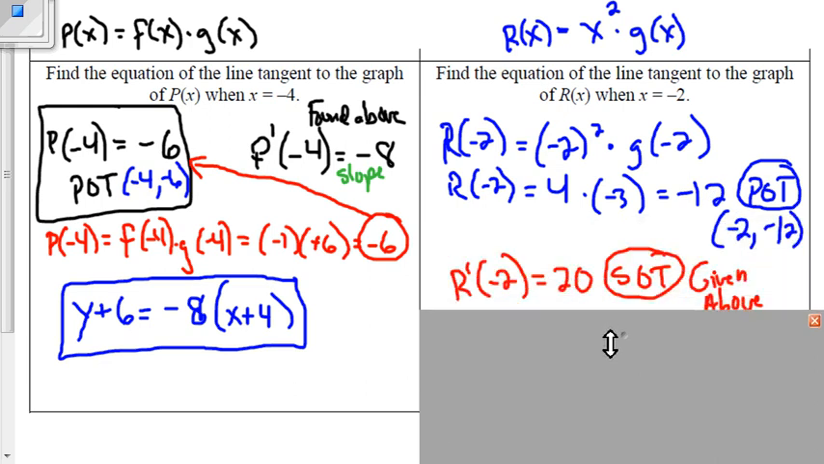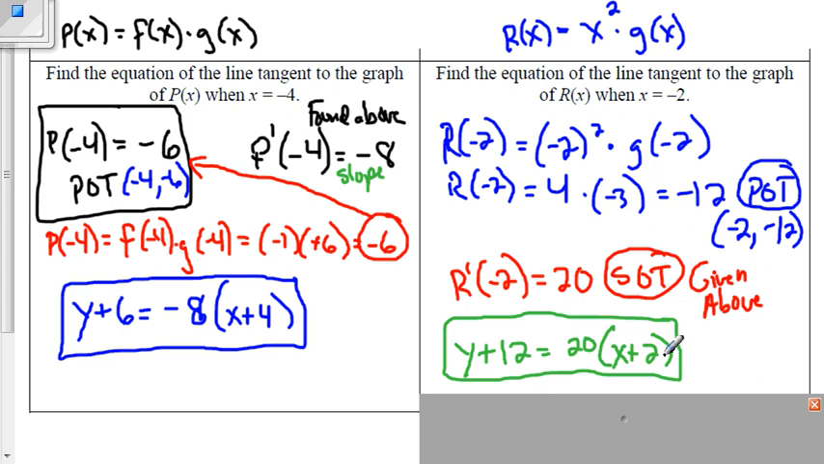Okay, and again, I found out above that the derivative at negative 2 is 20. That's our slope of tangent line. Again, that's all the work I just did up above. Now we're going to use our point-slope form to find the equation of a line. All right, let's go to the next two.